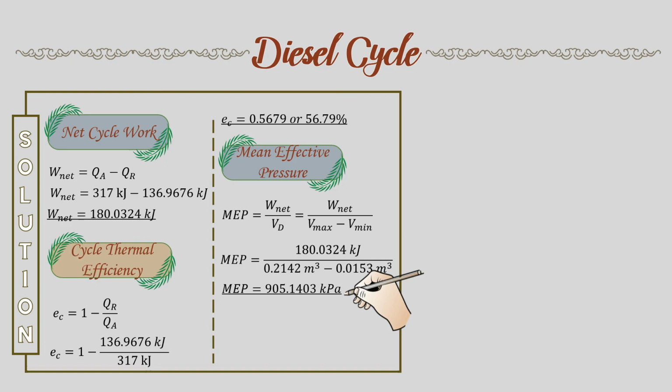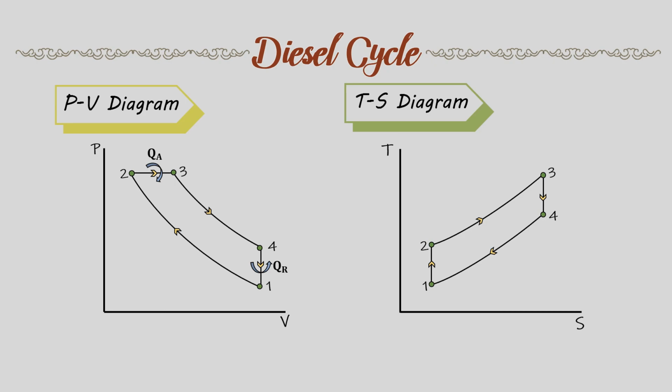We got all the answers that we need. And oh, before I forget, we can check through the PV and TS diagrams if our PVT cycle points are correct. Let's take a look at the diagram. This is a faster way to check if you are in doubt about your answers. But don't rely on this method. This is just for checking, okay?